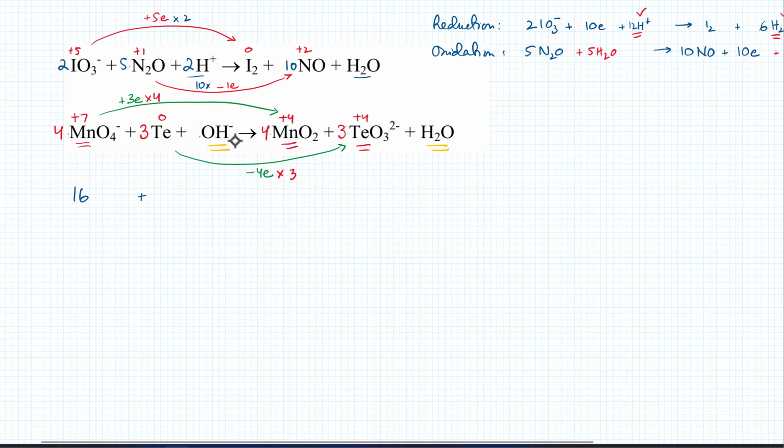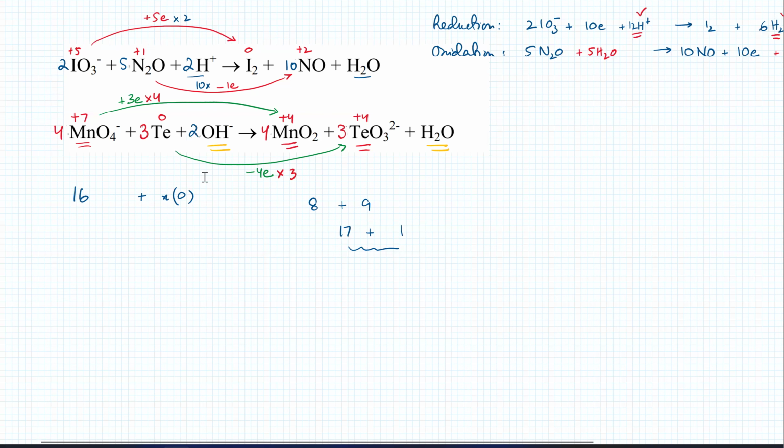I have no idea what X should be. And I've got oxygens over here. That's 8. So I've got 8 oxygens, plus I've got 3 times 3, that's 9. That's 17. Plus if I add this 1 oxygen over here in the water, that's going to make it 18, right? So I've got a total of 18 oxygens. So what will X be? I guess that's going to be 2, right?